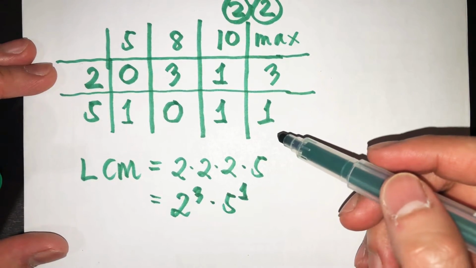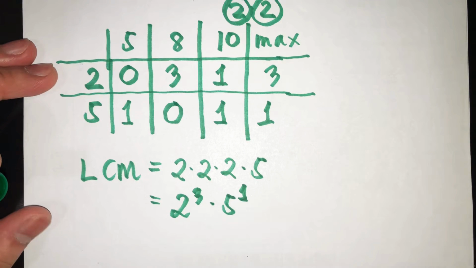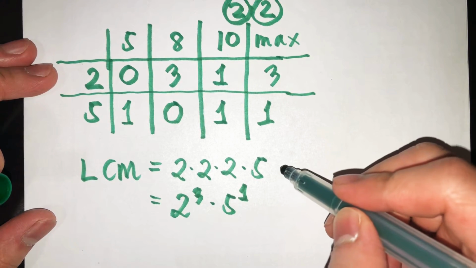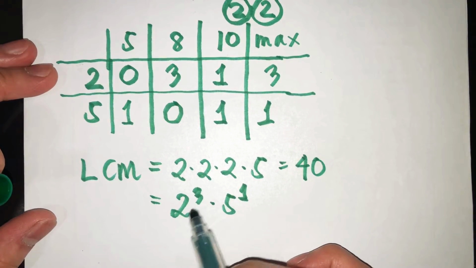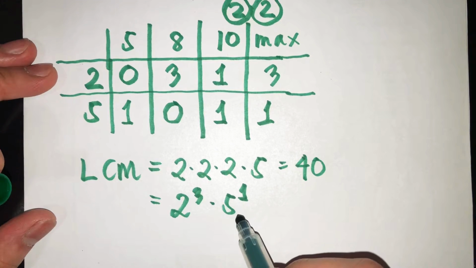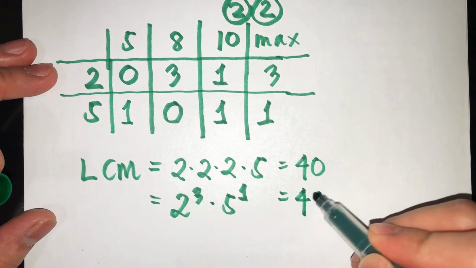Okay? Now I'm going to link the discussion for exponents and roots and the power of exponents in the description box below. Okay? So here the answer is 40. Now here we have 2 raised to 3 is 8, times 5 is 40.